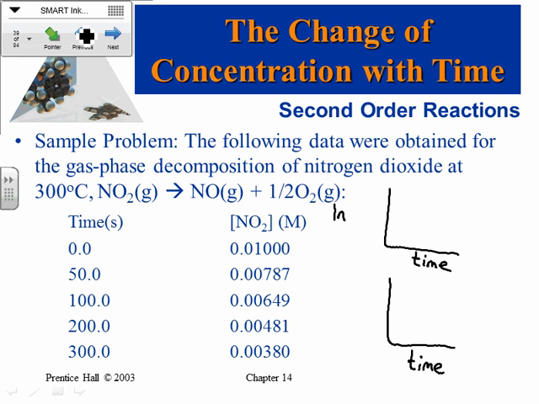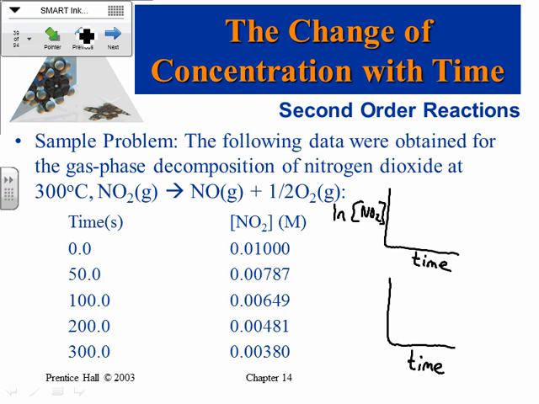It's going to be the natural log of, in this case, the concentration. So the natural log of the NO2. We would take the natural log of each of these numbers, figure out what the scale on our graph needs to be, and if we end up with a straight line when we graph it, then this is a first order reaction. Yes, sir. Okay, and then what do we need to graph for a second order reaction?